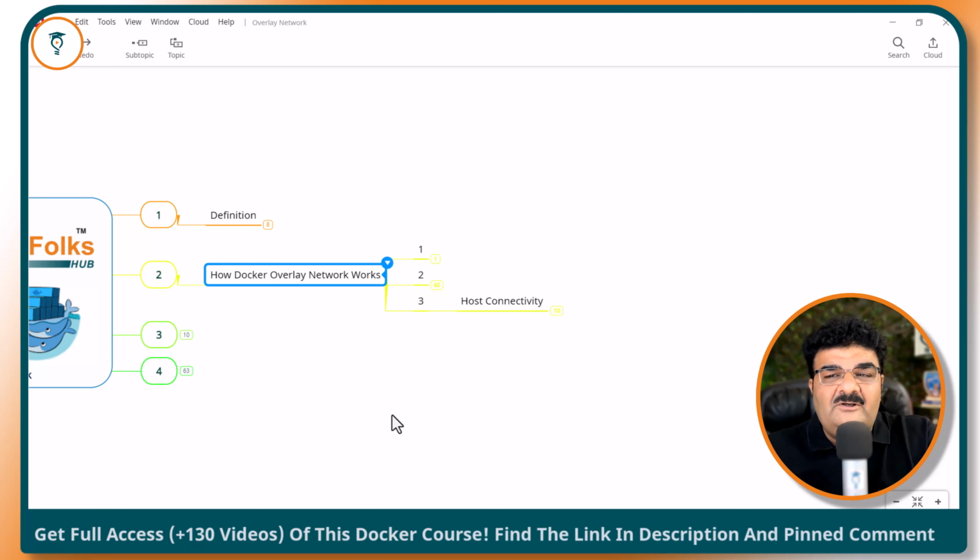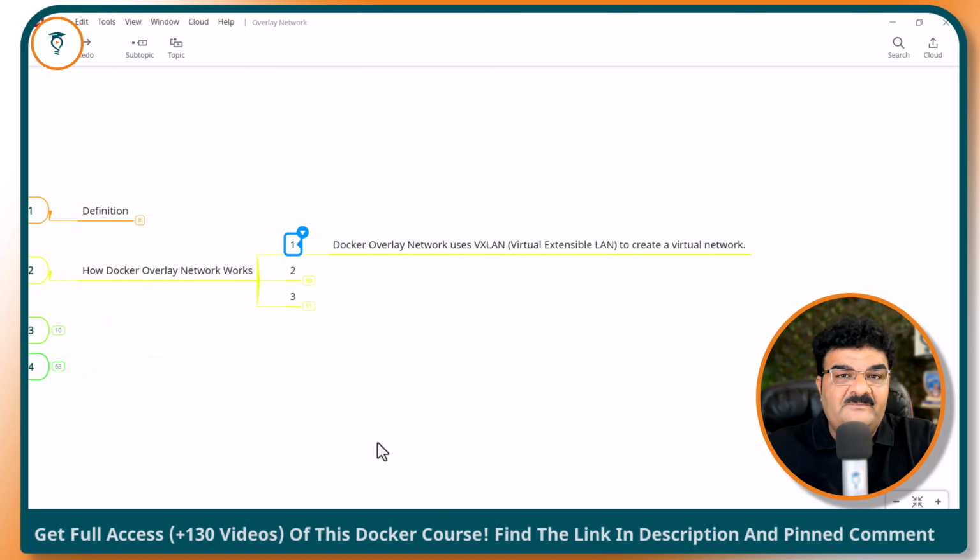Setting up Docker Overlay Network is very simple. You just need to give one command and it is going to work. But if you want to troubleshoot your problems, in this case, if you have good foundation knowledge, it is always helpful. And that's why I am going to explain to you how Docker Overlay Network works. So here we are going to start.